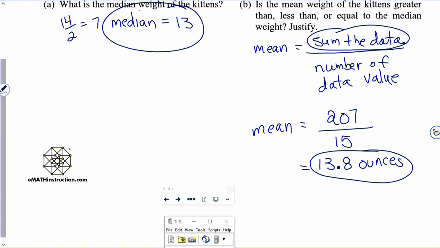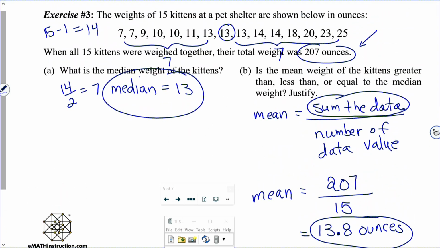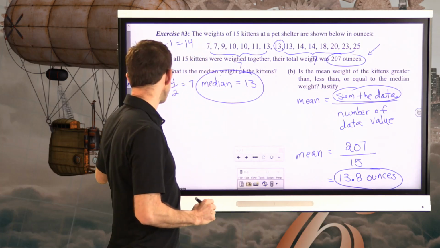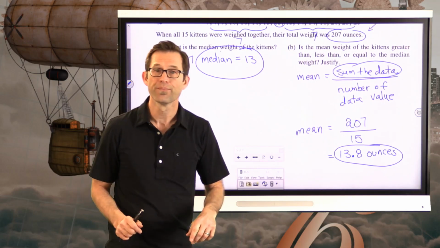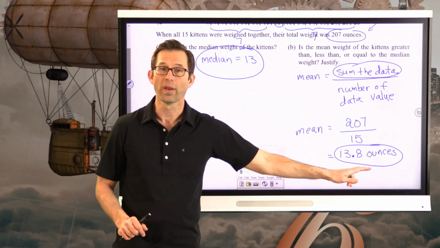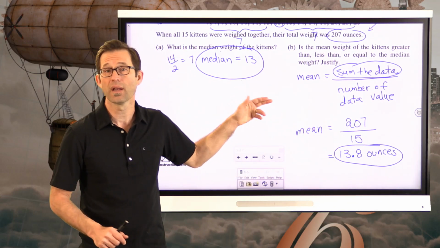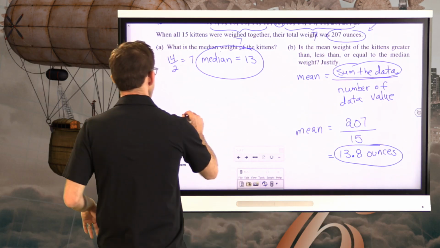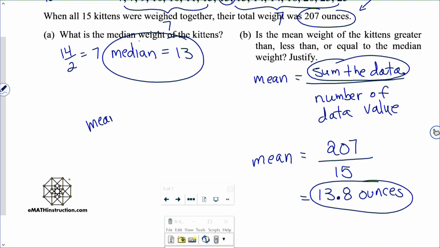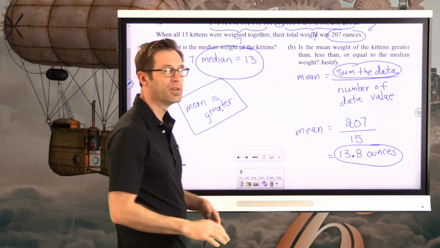And so what we see, the question was, is the mean greater than, less than, or equal to the median? Well, the mean is 13.8 ounces. The median is 13 ounces. So let's put our answer over here. The mean is greater. The average is greater.